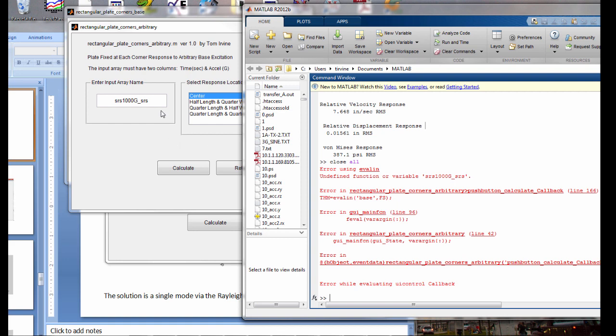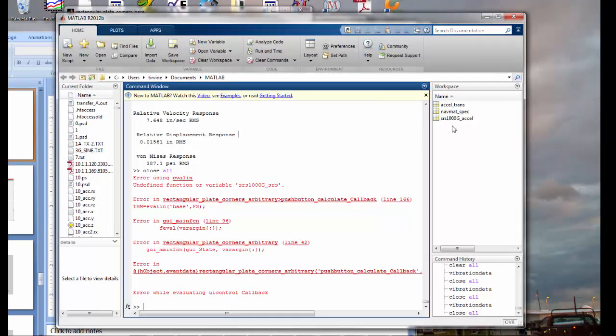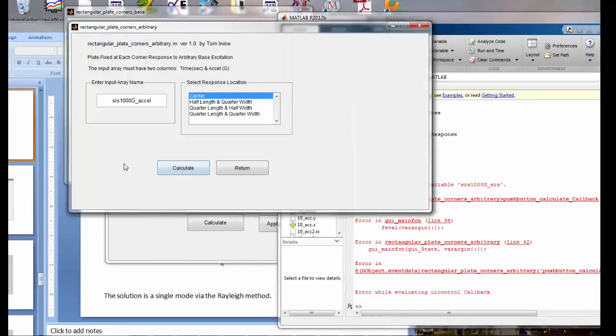I note that I have an error. Okay, typo on my part, excuse me. That file did not exist. I need to get the name right. It's SRS 1000G underscore Excel. So, typo error now corrected.